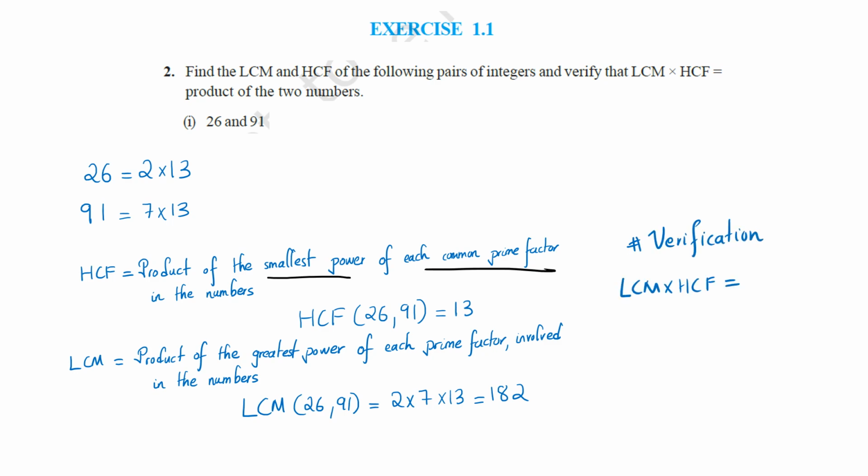So LHS is LCM times HCF. LCM is 182, HCF is 13. So 182 times 13 is equal to 2366. Okay. Now let's start with RHS.